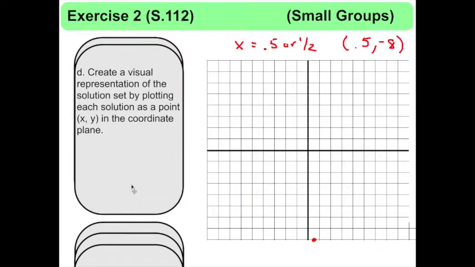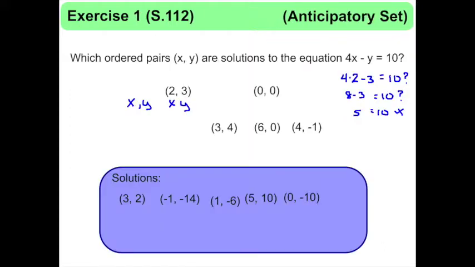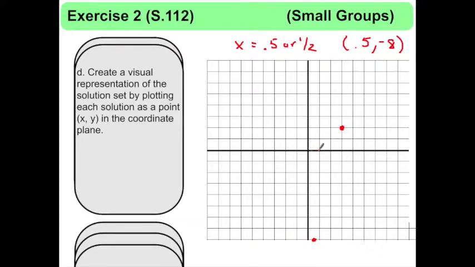In part D, it says create a visual representation of the points. So if we look at some of the points that showed up from the last slide, 1, 2, 3 over 2, so 3 comma 2. Again, where are these points coming from? It's from the slide with the anticipatory set. So here was 3 comma 2. Maybe if we look at 1 comma negative 6, so 1 and then negative 6 is here.